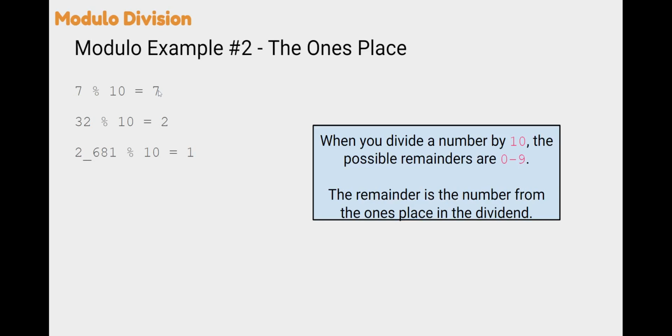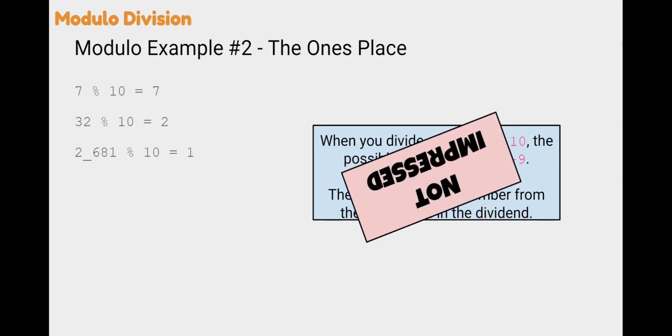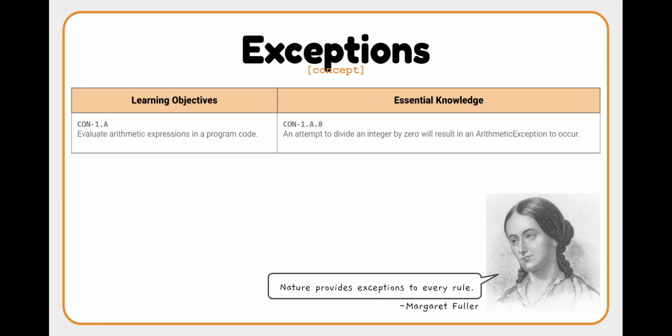You'll notice that these numbers, the 7, the 2, and the 1, those are the numbers in the ones place. So whenever you divide a number by 10, the possible remainders are 0 through 9, and that remainder is the number from the ones place. Still not impressed? I don't know what to tell you. Those are the two examples that you need to know of what you use modulo for.